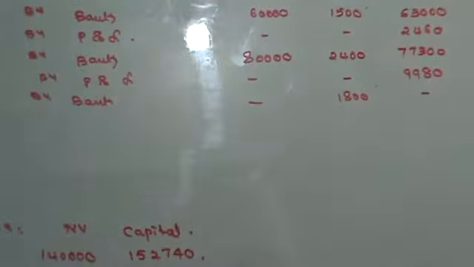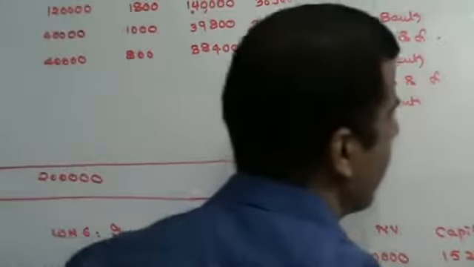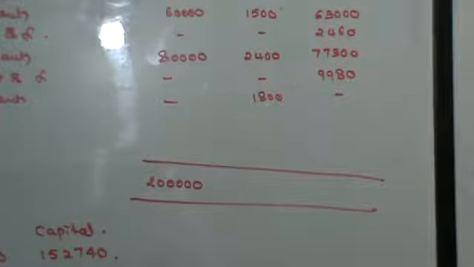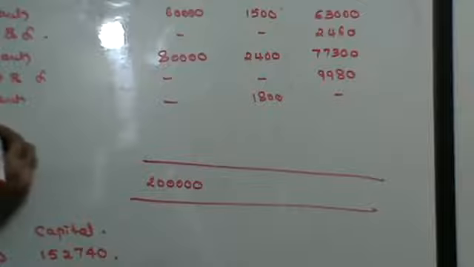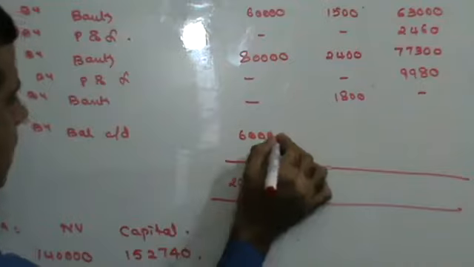Done. Now I need to close the books of accounts. The books of accounts are to be closed on 31st March, 2005. Someone please help me tally. Add the nominal value, please. This is 2 lakhs. This is 2005, 31st March, by balance carried down. How much is this? This is 60,000.